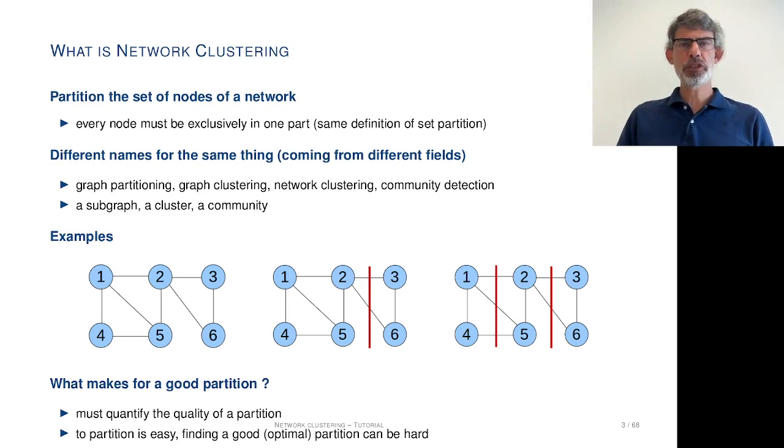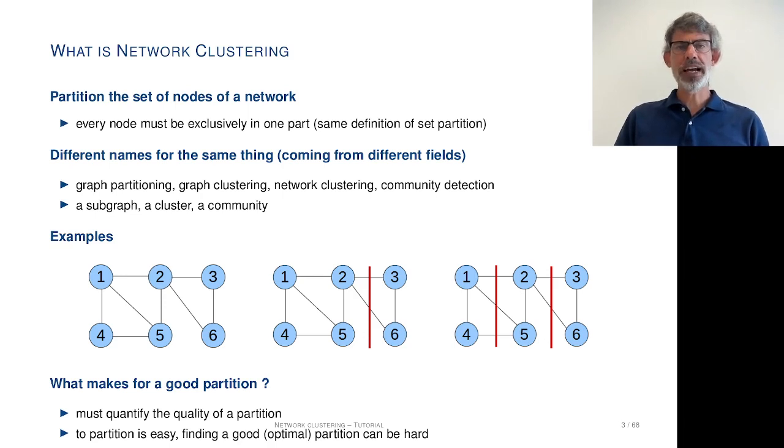The first question that we have to address is, what is network clustering? Network clustering is just finding a partition of the set of nodes of the network. Every node must be exclusively in one part. It's the same definition as the partition of a set in mathematics. Network clustering has different names coming from different fields that have studied this problem over the last decades. It's known as graph partitioning, graph clustering, network community detection. These all refer to the same thing, and a cluster is often referred to as a subgraph, a part, a cluster, or a community.